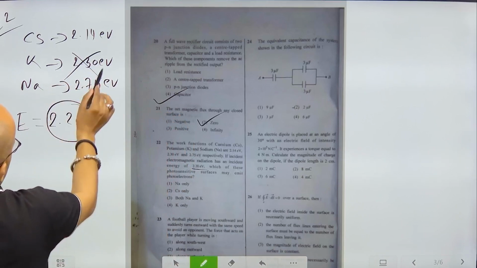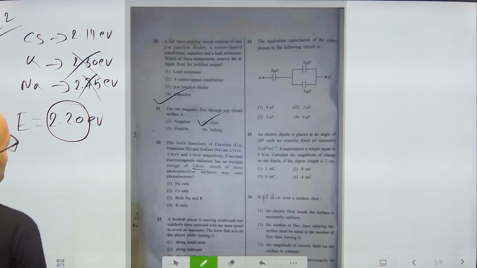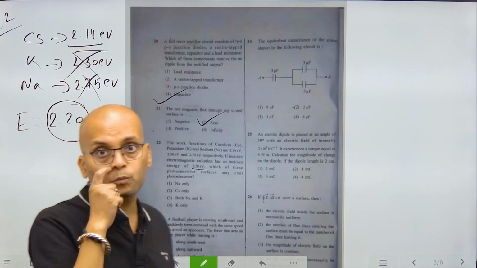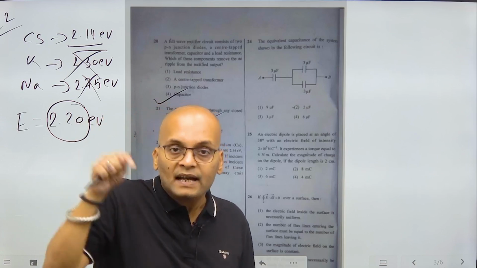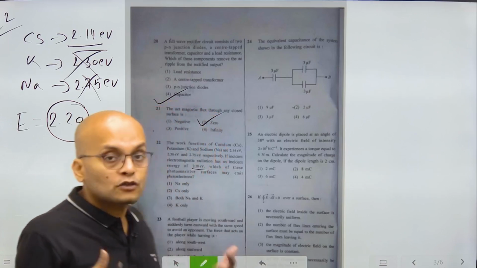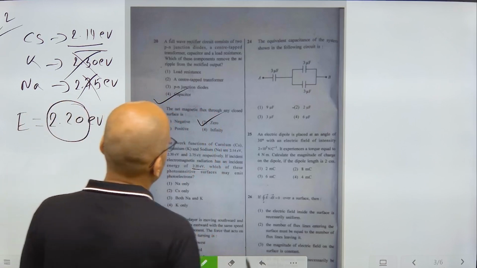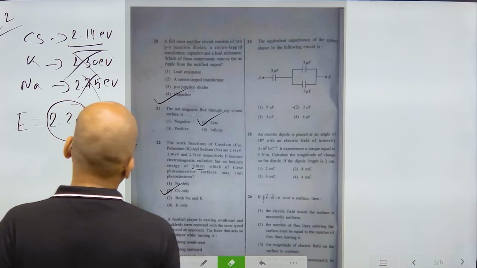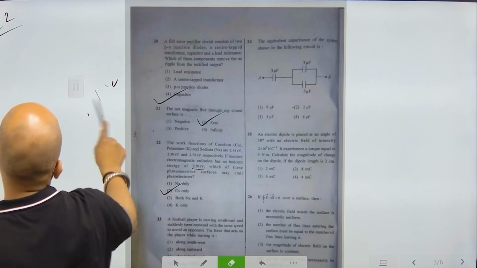Sodium, it is 2.75. Again greater than the energy given. It will not emit. Cesium, it is 2.14. Work function is smaller than the energy provided. So it can emit. Answer is cesium. Cesium only. Right. Next question.